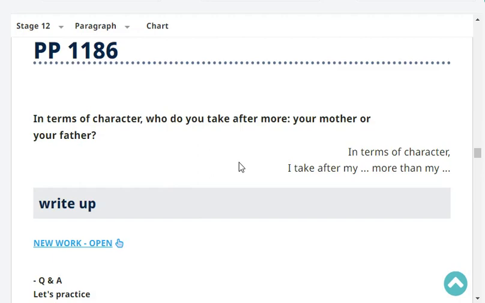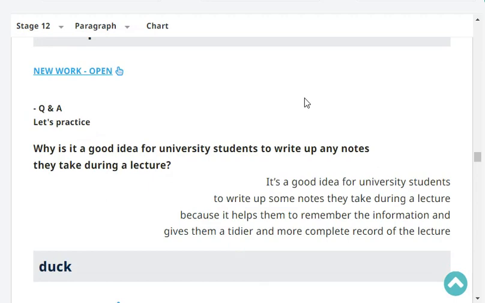In terms of character, who do you take after more, your mother or your father? In terms of character, I take after my mother more than my father.